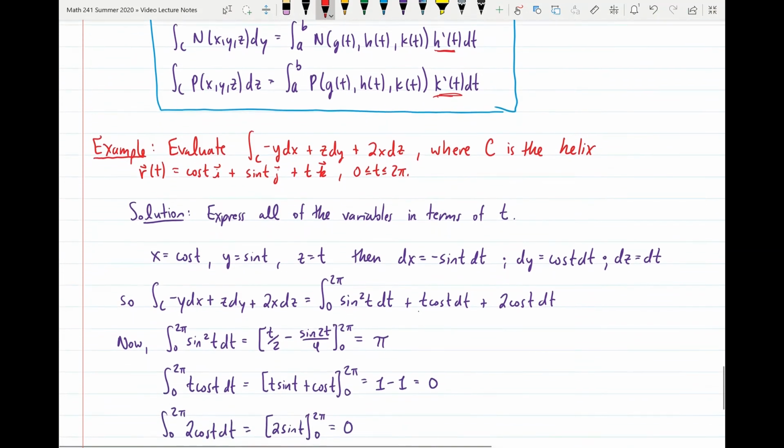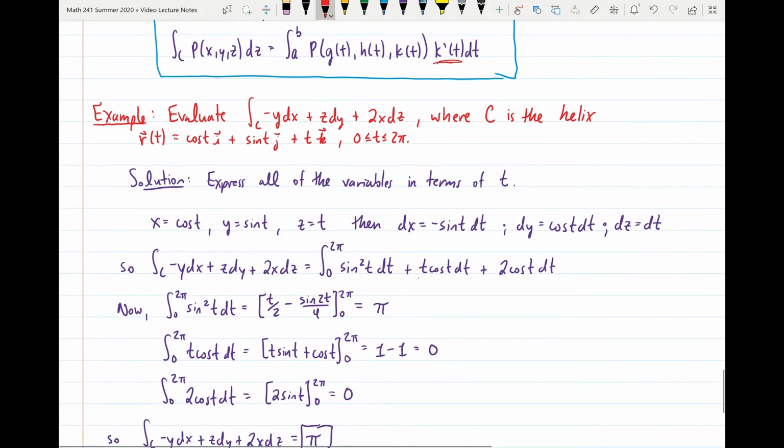And then finally, for our last example for this video, let's say that we want to evaluate the integral of negative y dx plus z dy plus 2x dz over the curve C, where C is the helix parameterized by r of t is equal to cosine t i plus sine t j plus t k, where t is ranging from 0 to 2 pi.